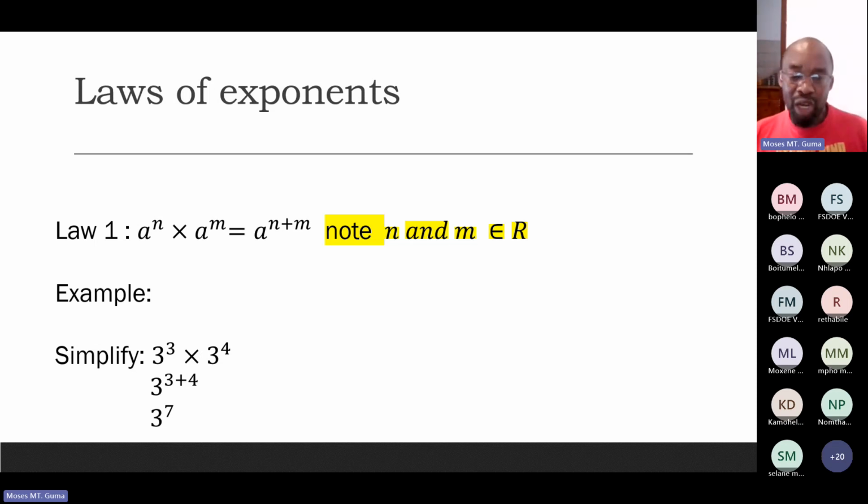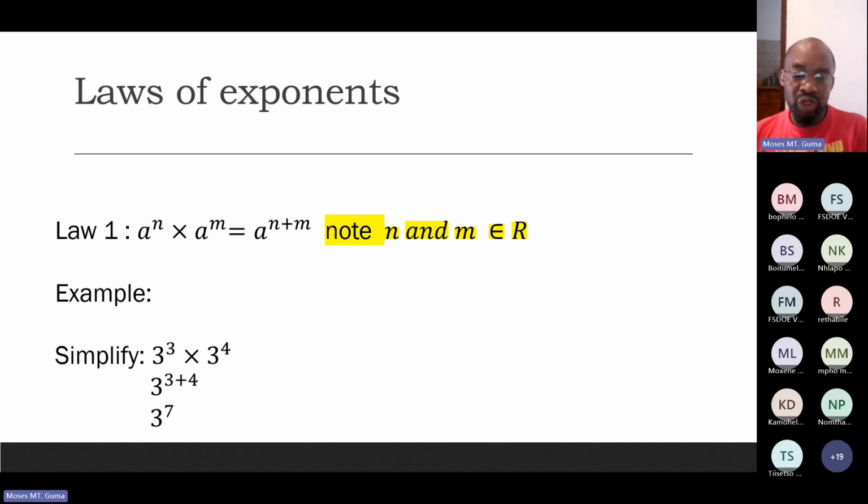Now, what I want you to note, which is very important about n and m, which are representing the exponents, is the fact that n and m are elements of the real numbers. Remember, in your real number system they can be whole numbers, they can be integers. Please remember that they can also be expressed as fractions. Now, what does law number 1 mean to us? Let's see the example there.